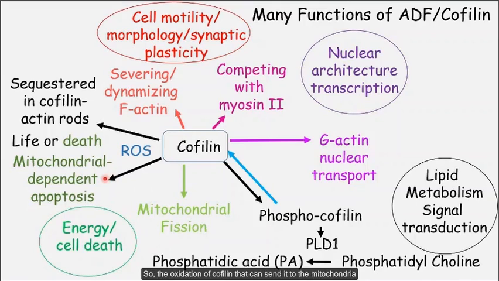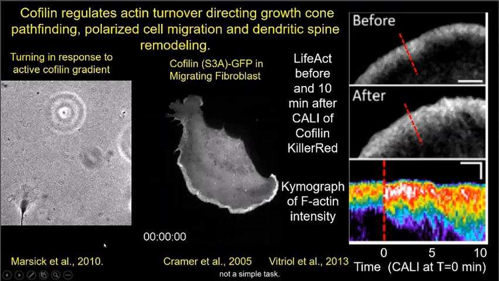So the oxidation of cofilin that can send it to the mitochondria can actually lead to cell death. And its oxidation can also lead it to being sequestered into cofilin-actin rods, which is this pathology that we talk about. But it also may be beneficial to cells to have this pathology because then the cell won't die, because the cofilin is actually sequestered and not targeted to the mitochondria where it can lead to cell death. So it's a very confusing mixture of lots of different activities, and sorting them out is not a simple fact.